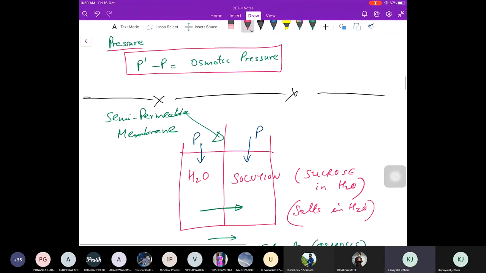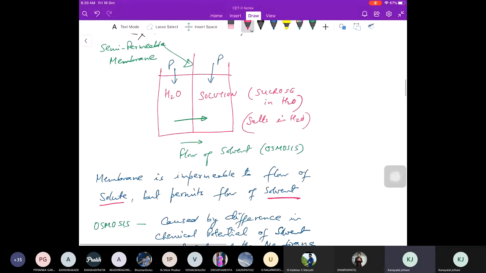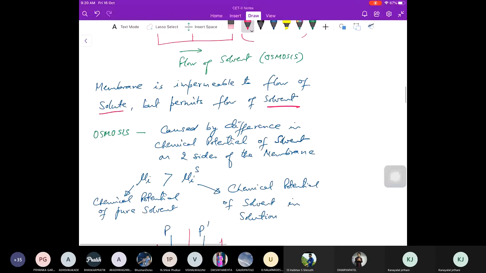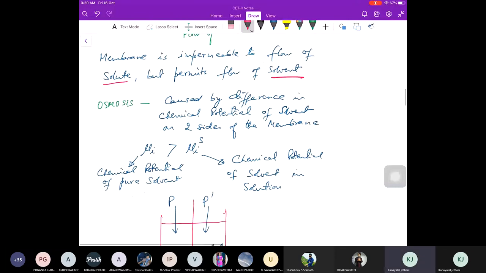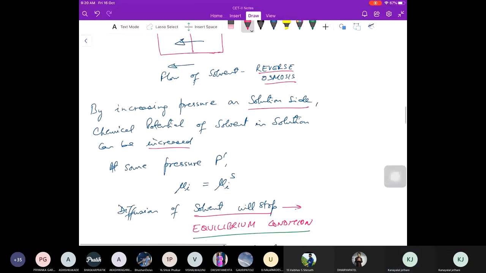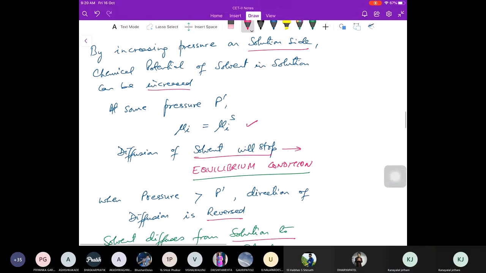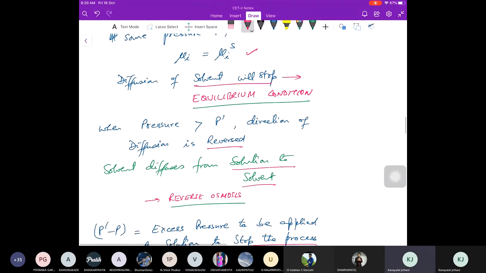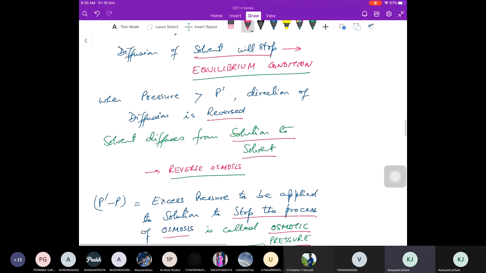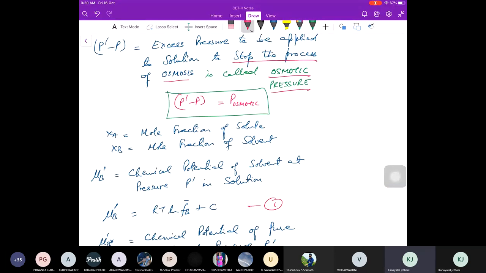Okay. So again, same thing, here I showed sucrose and water, it could be salt and water, doesn't matter. Caused by difference in chemical potential of two sides, this is reverse osmosis. Okay, that's what I was saying, right? At pressure P prime, mu i is equal to mu i s, and diffusion will stop. And at pressure greater than P prime, the direction is reversed, and that is reverse osmosis. Osmotic pressure. So now let us see the derivation of osmotic pressure.